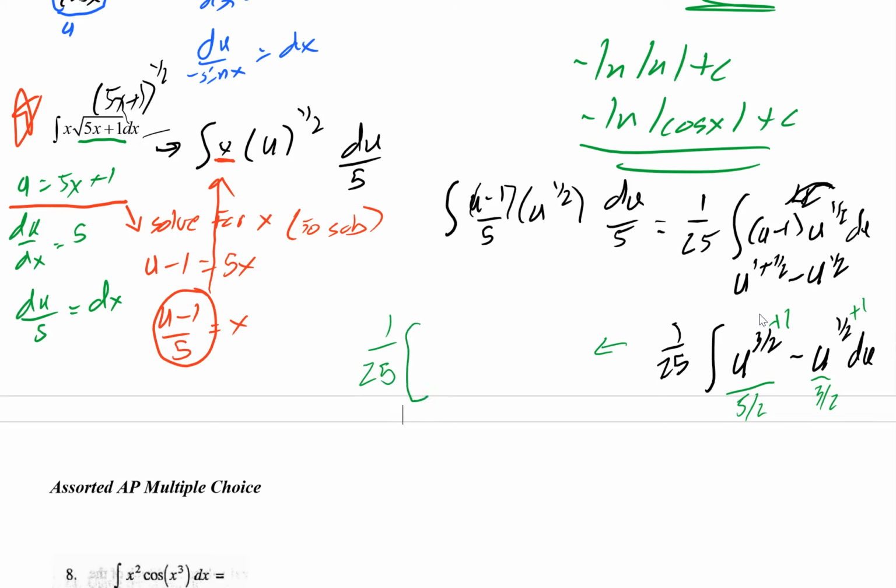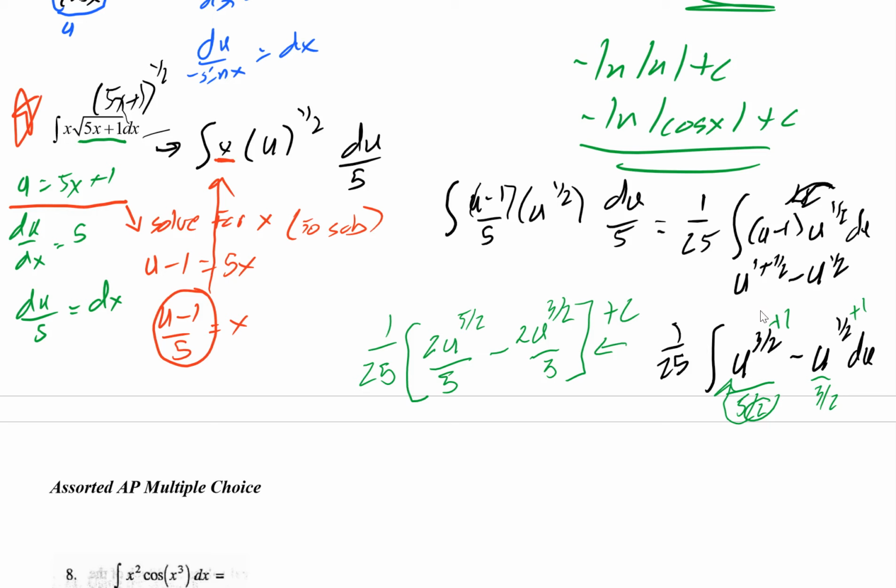Now remember the trick is you can bring the bottom one number to the top here. So it's going to be 2u to the 5/2 over 5 minus, again you can bring 2 to the top, 2u to the 3/2 over 3 plus c, can't forget that plus c. And then we're almost done. I know it's ugly, but we're almost done. Plug your u back in.